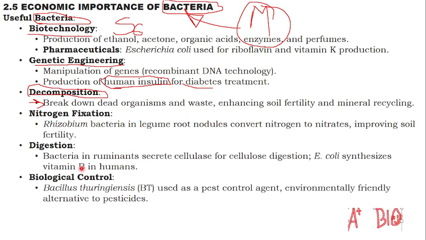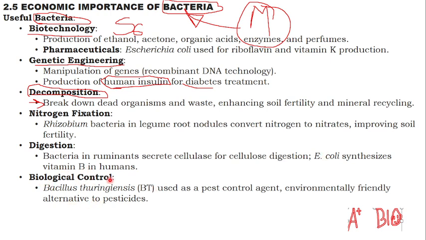Some bacteria like Escherichia coli, E. coli, synthesize vitamin B and vitamin K in the small intestine of human beings. Once you don't have E. coli in your small intestine, you're going to have problems absorbing some vitamins. Bacteria in ruminants secrete cellulase for cellulose digestion. I hope it is clear. Cellulose digestion is not for human beings, it is for cows. For human beings, E. coli helps in absorption of vitamin K, not B.